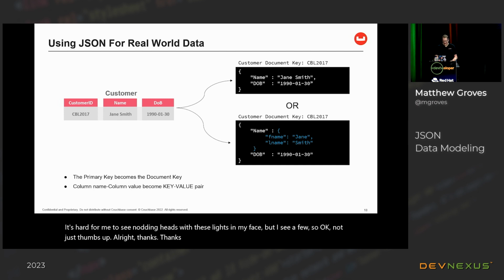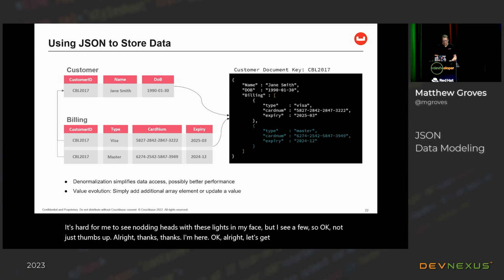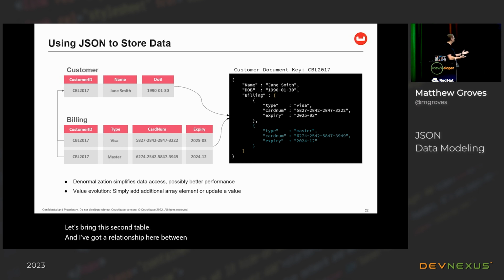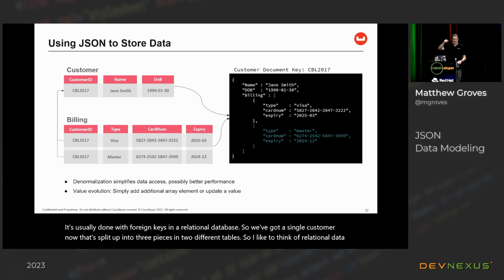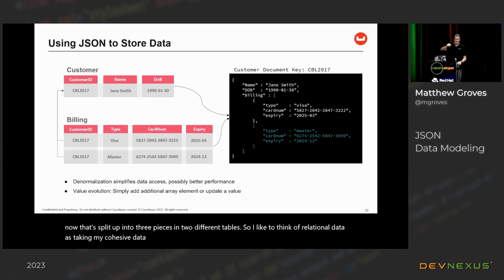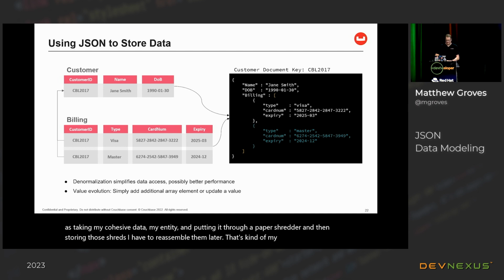Okay. All right, let's get a little more complex. Let's bring in a second table. And I've got a relationship here between billing records, or billing methods, I guess, and a customer. And it's usually done with foreign keys in a relational database. So we've got a single customer now that's split up into three pieces in two different tables. So I like to think of relational data as taking my cohesive data, my entity, and putting it through a paper shredder and then storing those shreds. I have to reassemble them later. That's kind of my mental model of relational data.